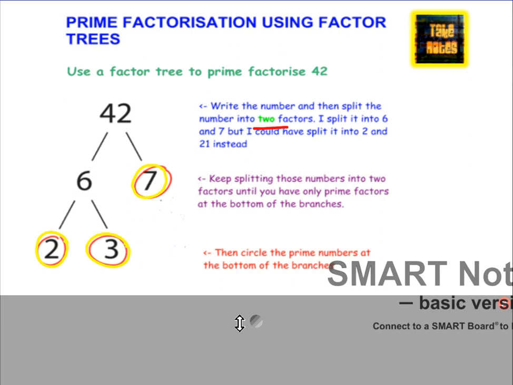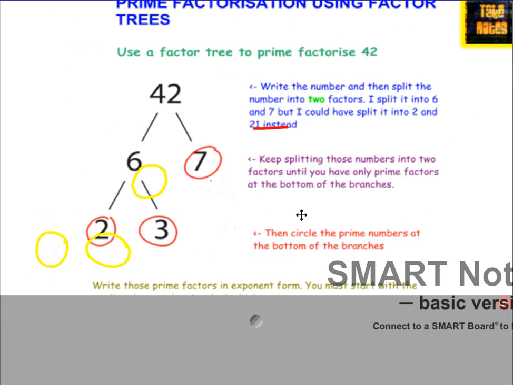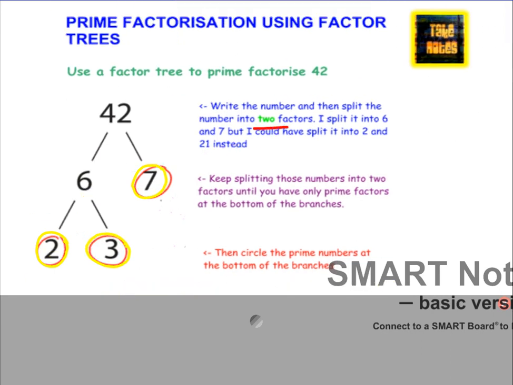2 and 3 are prime numbers. Keep splitting those numbers into two factors until you have only prime factors at the bottom of the branches. So you stop when you hit the primes. 7 was prime, so we stop there. 3 is prime, so we stop there, and 2 is prime. We don't split them into 1 and 7. That's a waste of time.